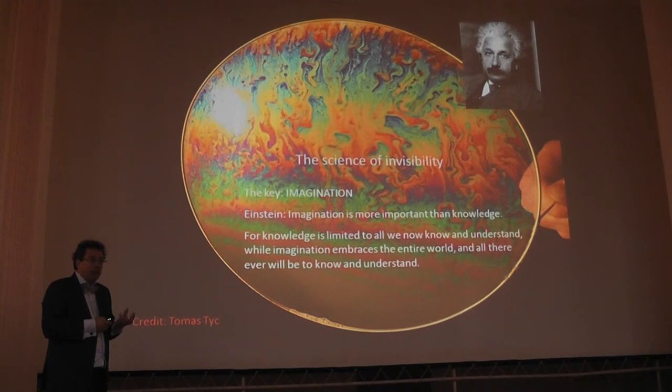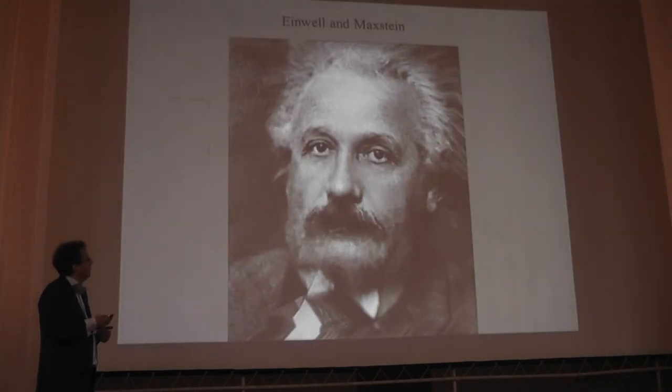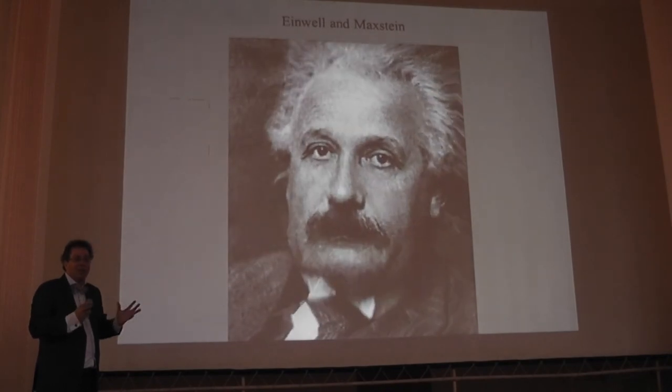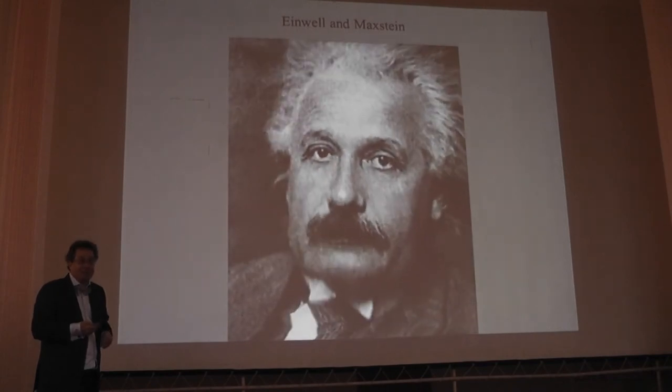What drives and also what limits this field is essentially the ability to imagine. So what you can do with unusual connections between different areas of physics, following very much the saying of Einstein that imagination is more important than knowledge, because knowledge is always limited, whereas with imagination you can embrace the entire world and all that ever will be to know and understand. And with this, I would like to end, particularly with a transformation of the two heroes of the story, Einstein and Maxwell, into each other, which is also an example of a coordinate transformation. Thank you very much.